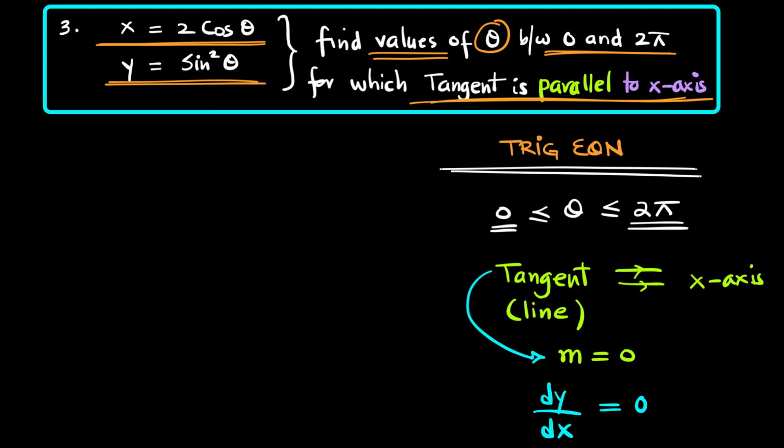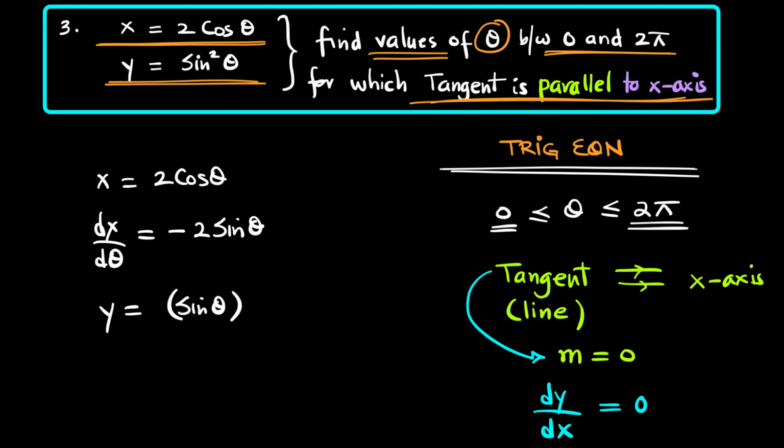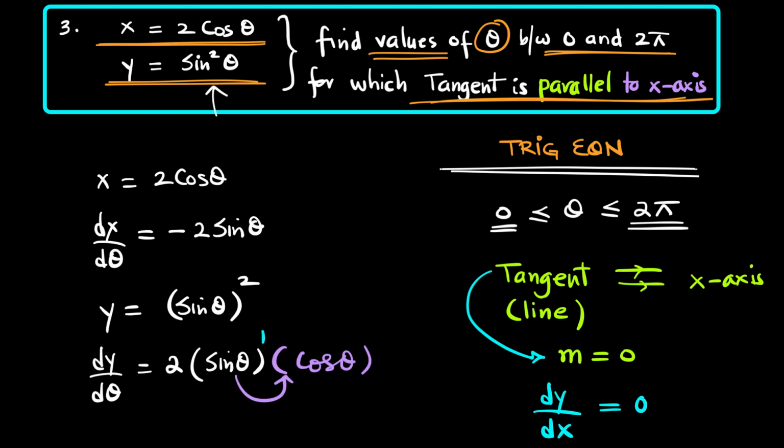Now let's start the working. X is 2 cosine theta. Therefore, differentiation will give us dx by d theta is minus 2 sine theta. Similarly, y is sine theta, the whole thing squared. That is what is meant by sine squared theta. Therefore, dy by d theta: 2 comes down, sine theta remains as it is, power reduces by 1. Don't forget to multiply by the derivative of the bracket, which is cosine theta. This is also an application of the chain rule.